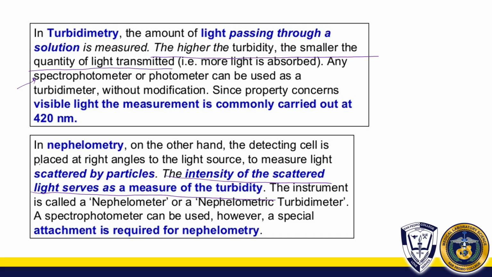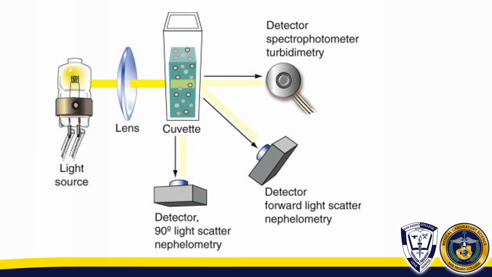But in nephelometry, you really need a different instrument for its measurement. It could be either a nephelometer or a nephelometric turbidimeter. You can use a spectrophotometer as stated here, but a special attachment is required for nephelometry. Okay? So let us set up turbidimetry and nephelometry. Since again, in turbidimetry, what we are trying to look at is the decrease in light transmission, the detector is just in a straight line.